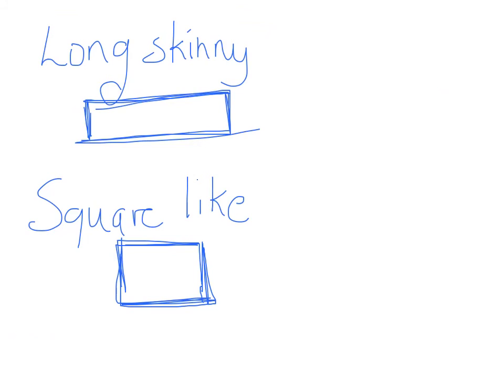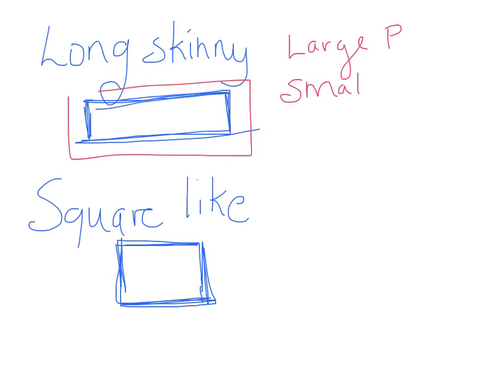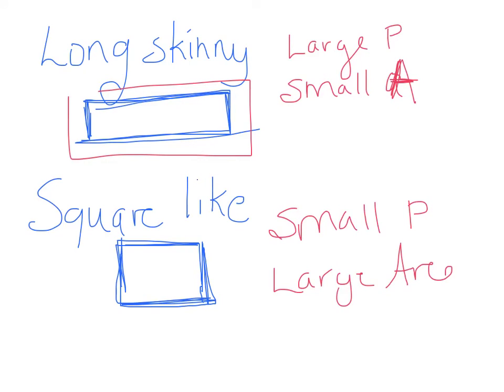All right, so let's review. A long, skinny rectangle is going to give you a large perimeter, a large distance around, but it's going to give you a small area, a smaller space inside. The more square-like rectangle is going to give you a small perimeter, not as much space around the outside, but it's going to give you a large area. Lots of space inside. Okay.